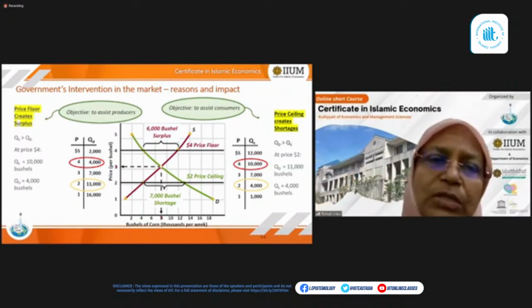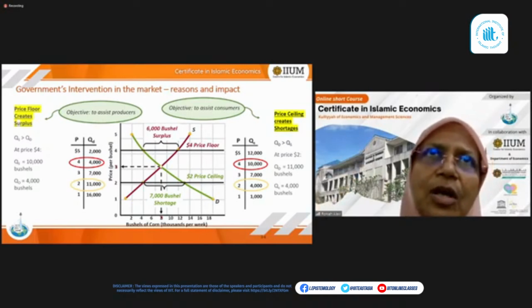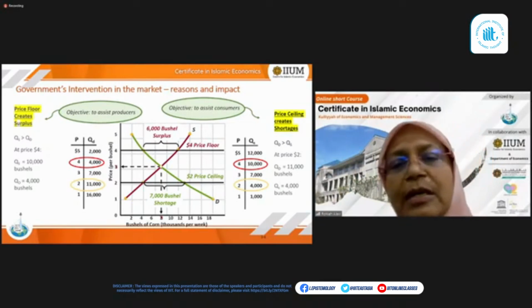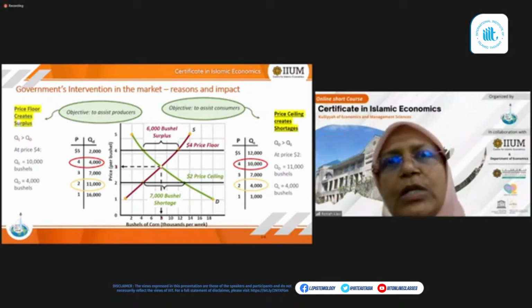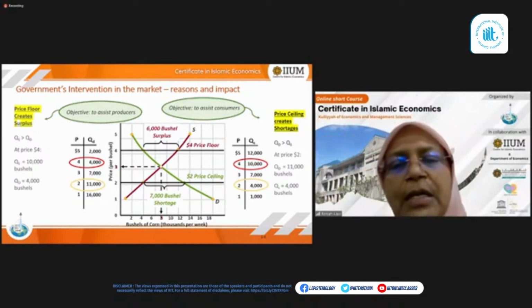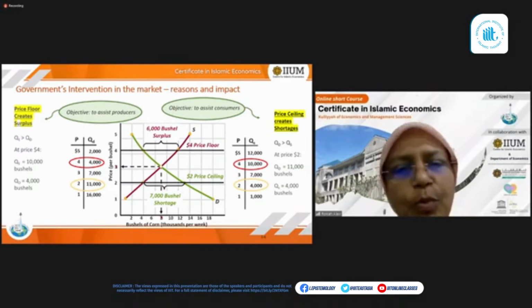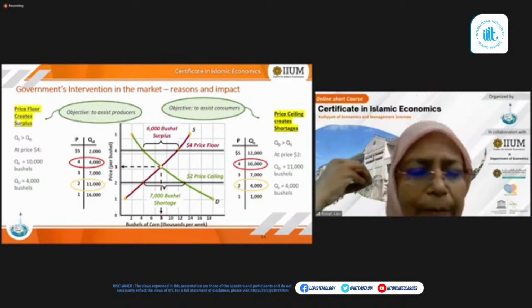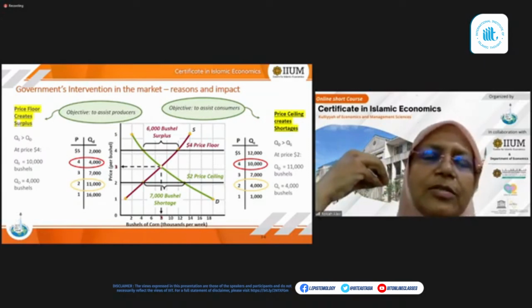We don't see a shortage because the government solved this problem by importing. But in the graph, you'll find that there's a shortage. In the real world, the government can solve this problem of shortage by importing or producing more. Therefore, there's no shortage. But based on theory, there will be a shortage.